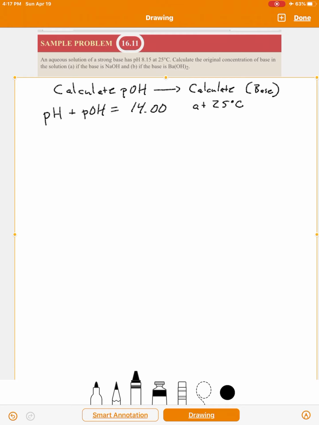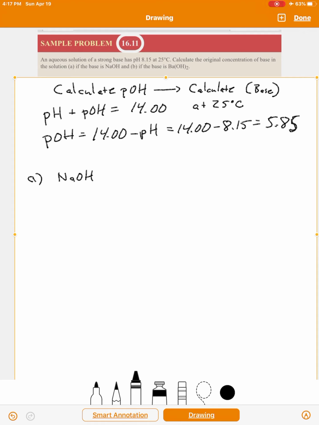Okay? So, if the pH is 8.15, and we're talking about bases, the pOH would be 14 minus the pH. So that's 14 minus 8.15, 5.85. So that's the value of the pOH that we're trying to figure out here. So let's do part A. Part A is sodium hydroxide, strong base, and the pOH is 5.85.